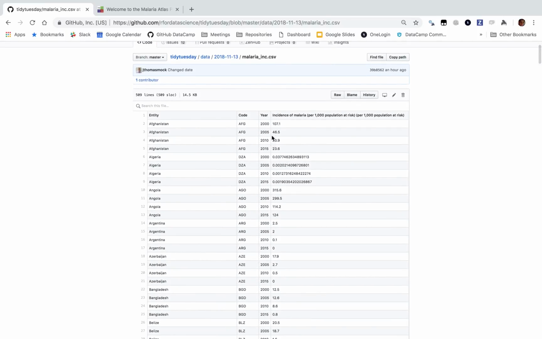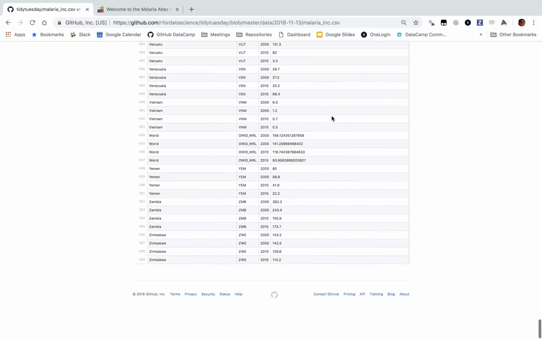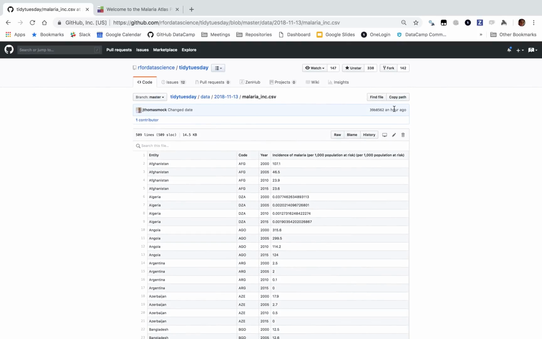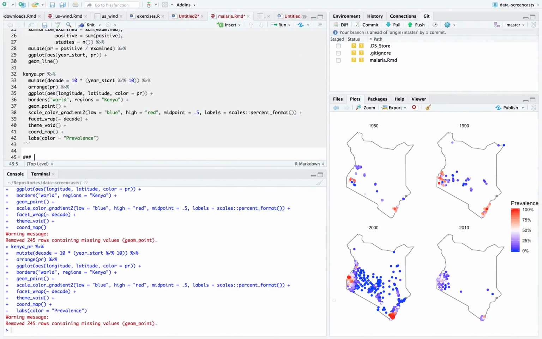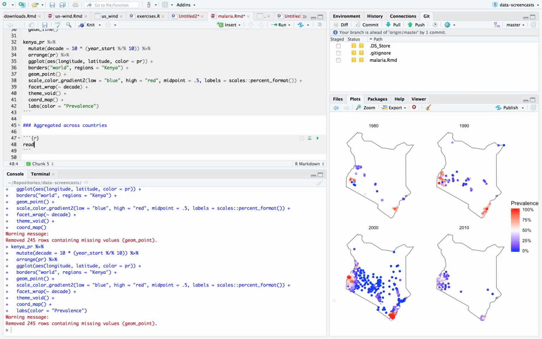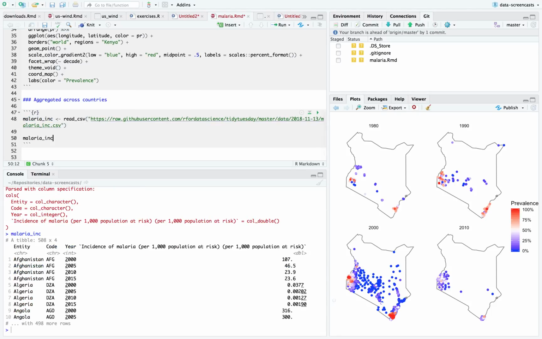All right, so this looks like it's a data set of every 5 years, incidence per 1,000 of the population that's considered at risk. All right, I think it's pretty interesting. And we're going to take a look at the data. Aggregated across countries. I'm going to say malaria incidence is read CSV. And now I have a data set on malaria incidence.